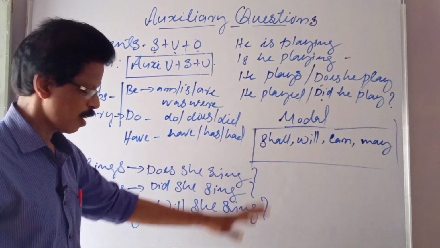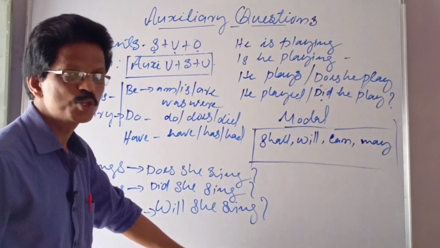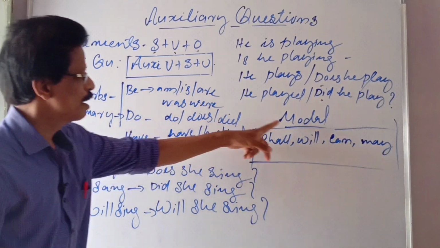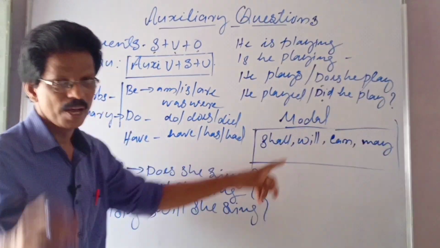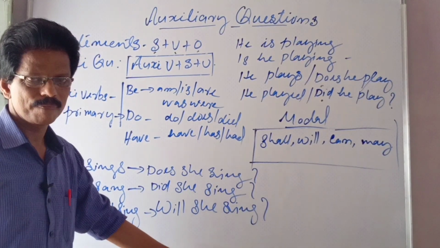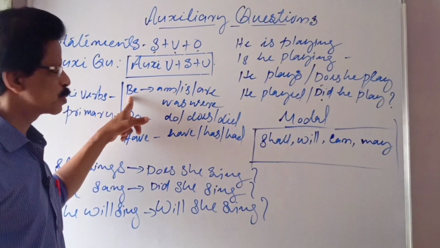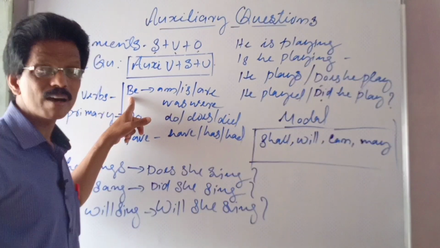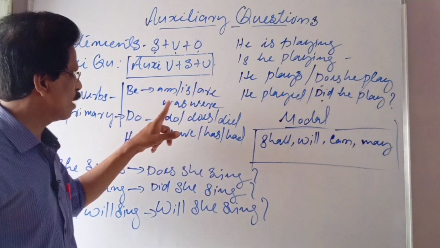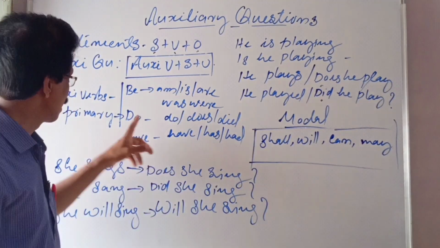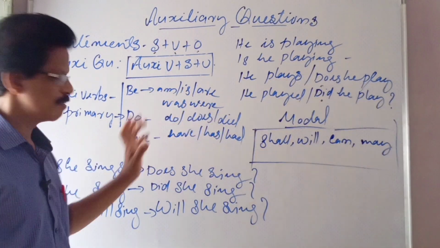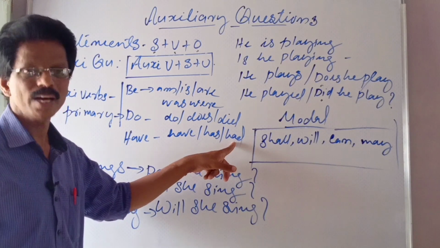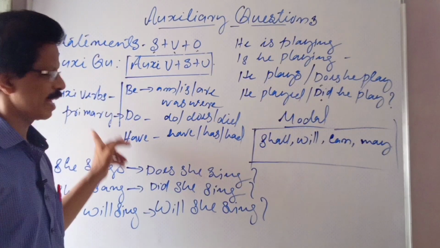I repeat, auxiliary verbs are of two types: primary auxiliaries and modal auxiliaries. Primary auxiliaries are three. They are forms of the verb be: am, is, are, was, were. Am, is, are are present, was and were past. Then do, does, did. Then have, has, singular, had, past. These three are primary auxiliaries.